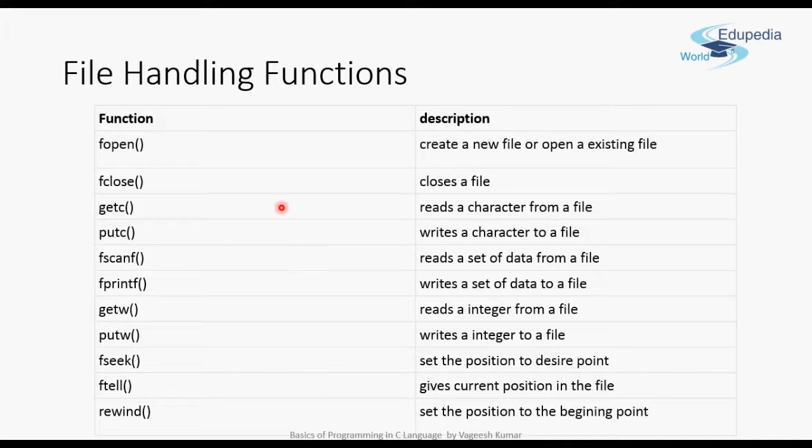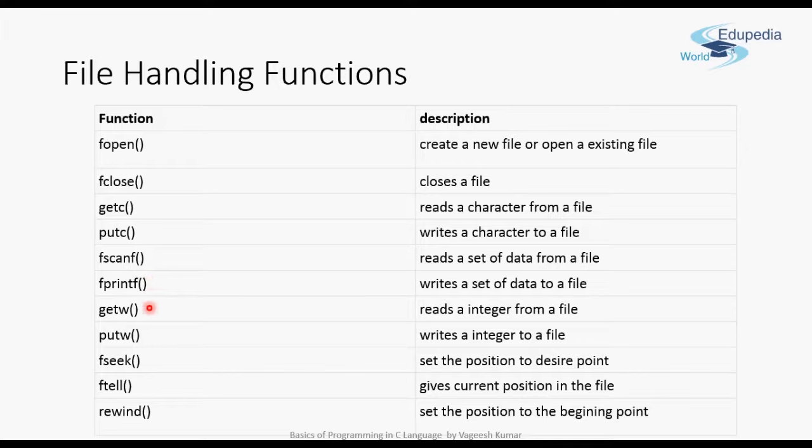Then getc is a function to get a character from the current position in the file. Similarly, putc will write a character to the current position in the file. fscanf is analogous to scanf for console. Like scanf we have for console, fscanf we have for file. So we'll pass a file pointer to it, and some format specifiers, and then a variable to which the read value will be stored. Similarly, fprintf is the counterpart of the printf statement that we have for console. We have fprintf for file.